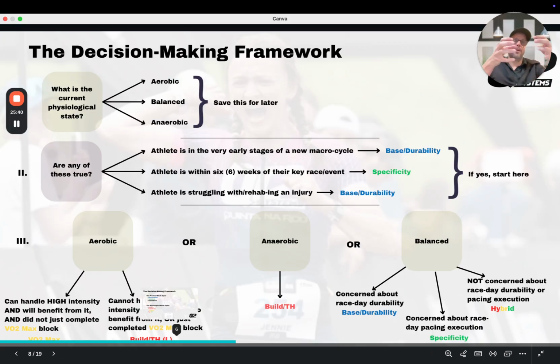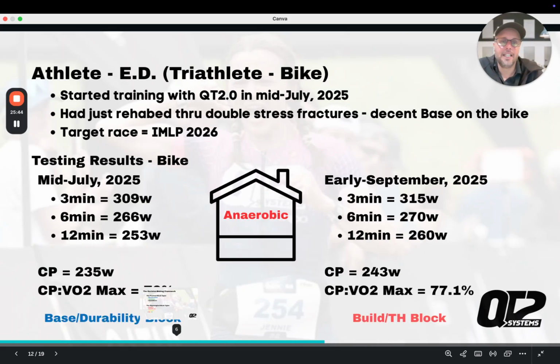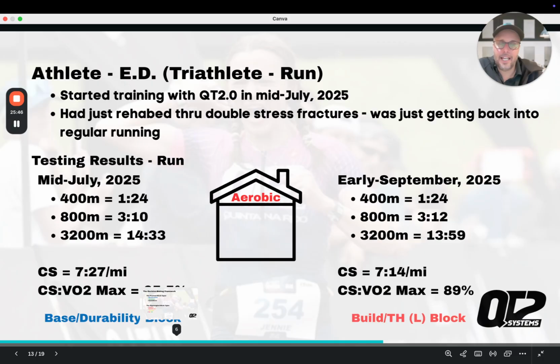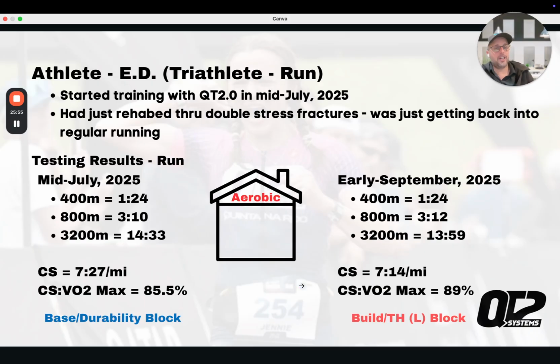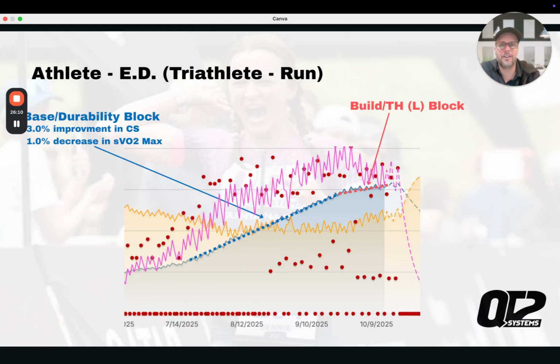And so we are building out the robustness of her sub-threshold intensities. That is our aim right now. Now, if she tests again in some weeks and she comes back aerobic, she and I will have another discussion around whether or not we think that we could try the VO2 max block, but I would have more belief, more trust that she could handle the intensity of the VO2 max block. But at the time, I just wasn't prepared to go there.